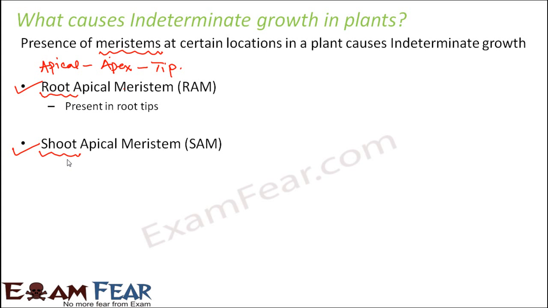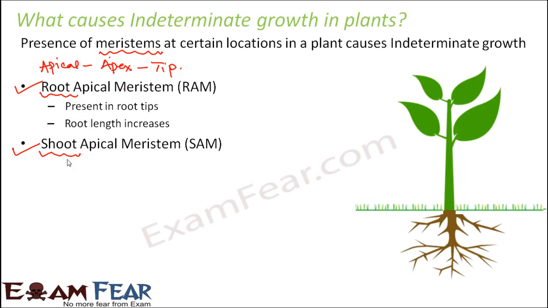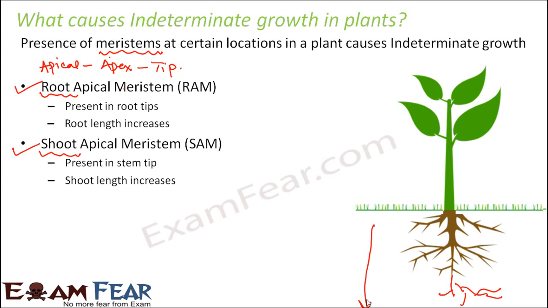So as I said, root apical meristem is present in root tips. This causes an increase in root length. So because of this, the plant will keep on increasing this side. So the length would increase in this direction. Shoot apical meristem is present at the stem tip, so shoot length would increase. It is present somewhere here. So because of this, this length increases. So the overall length will keep on increasing because of the presence of apical meristems.